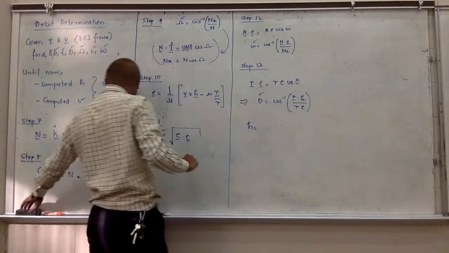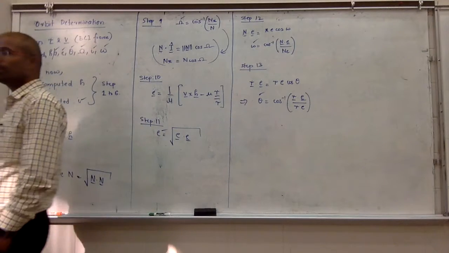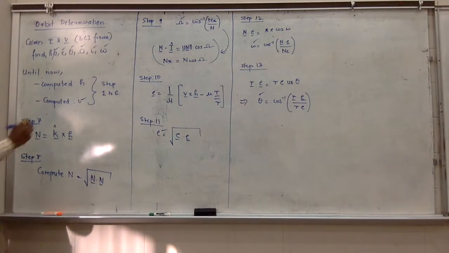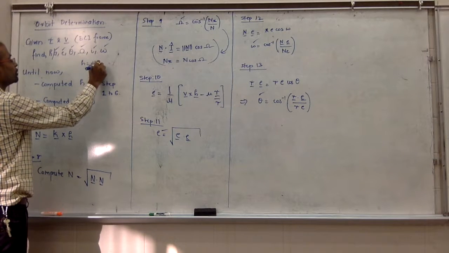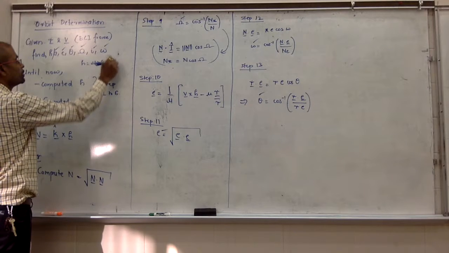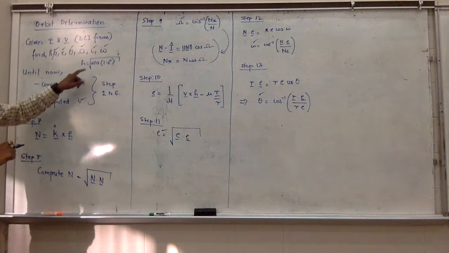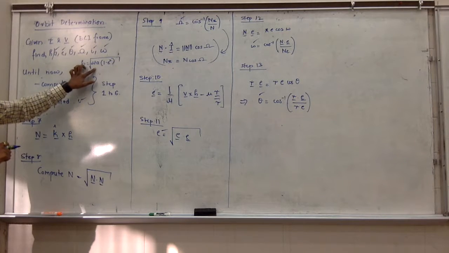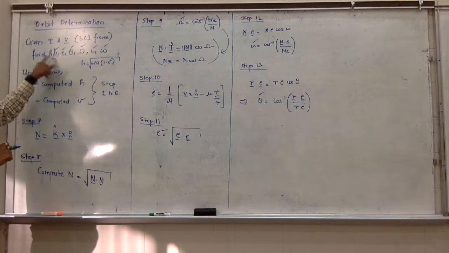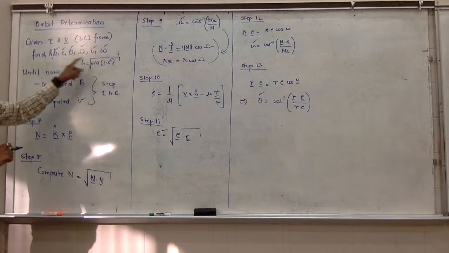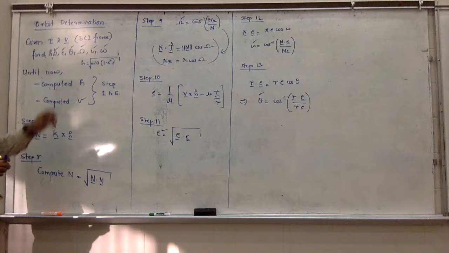H is the specific angular momentum. Now, what is the relationship between H, A, and E? H squared equals mu A times 1 minus E squared. So if you know one or two of them, you can calculate the other. If you know H and A or H and E, you can calculate the remaining one. If you know E and A, you can calculate H.